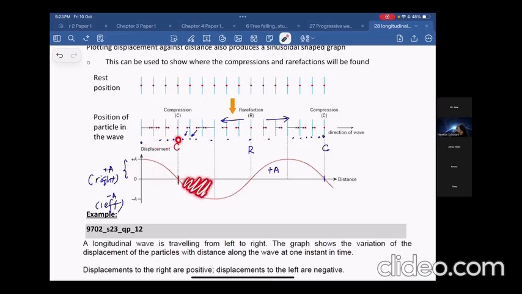Then here is negative area, negative displacement. Negative means that now the particle is trying to move in the opposite direction. Just now they went to the right, now they go to the left. So the particle is trying to compress and move to the left. At the end, from left and right, they're coming together and compress in this area. They will pack together in this area. So this area is compression. In the displacement-time graph, we know that this area is compression.